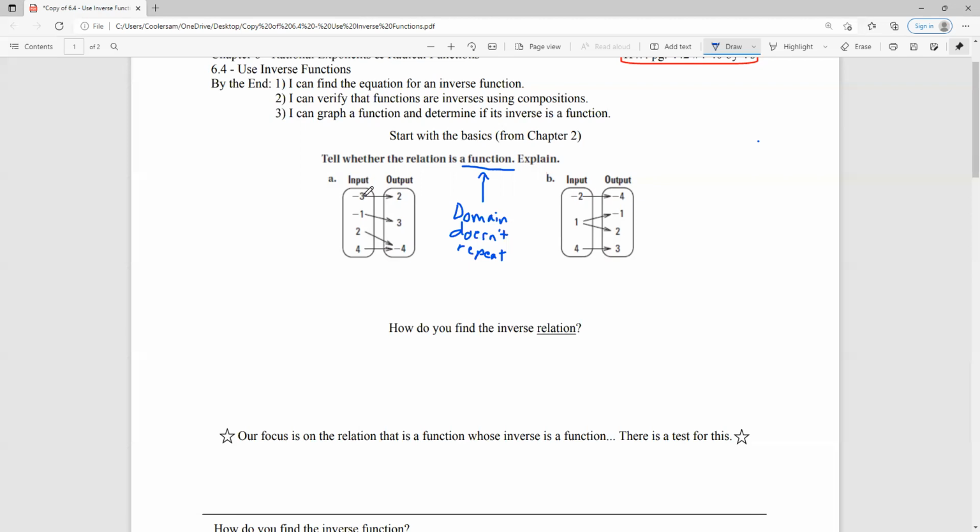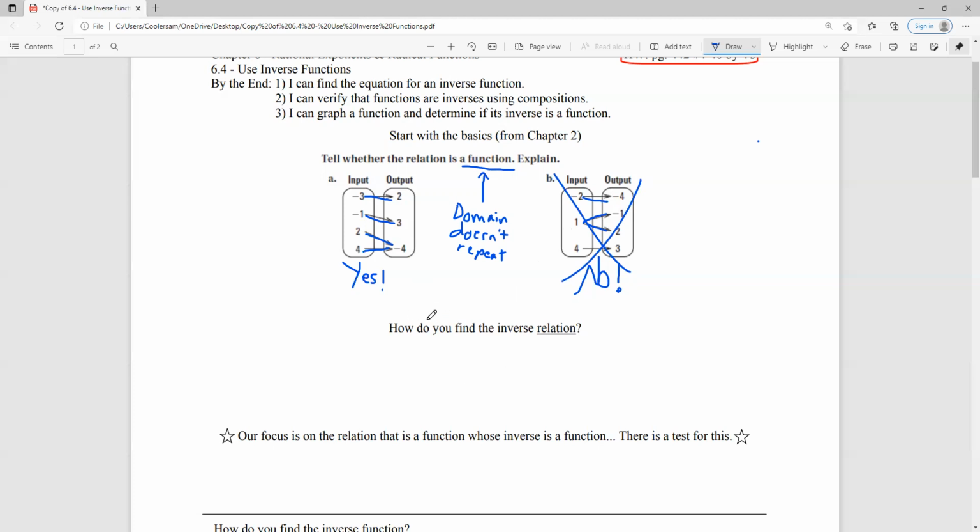Here it seems like every input has exactly one output, which is great. So this is a function. This one, let's say we got one here. Oh, hold up. One goes to 2 different outputs. So this one is not a function. Basically, if the domain or the input repeats or it has different outputs, then it is not a function.